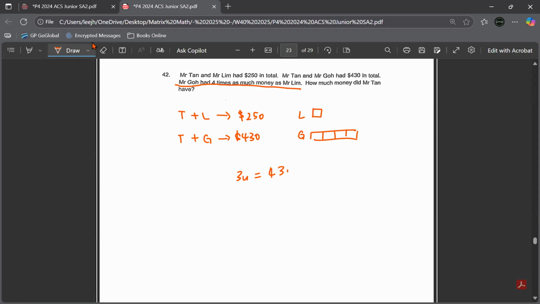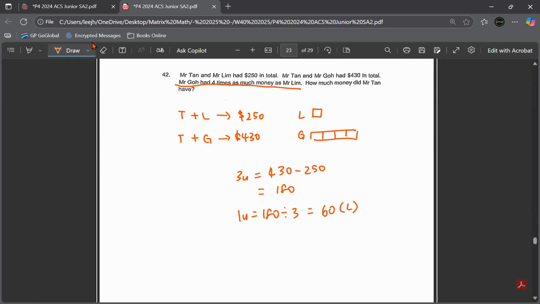Okay. 430 minus 250. Because Mr. Tan, whoever he's compared with, the amount of money he has is the same. So the difference is between Mr. Lim and Mr. Goh. Okay, and Mr. Lim and Mr. Goh, the difference is 3 units. So 3 units will be 180. Look for 1 unit. 180 divided by 3, 60.